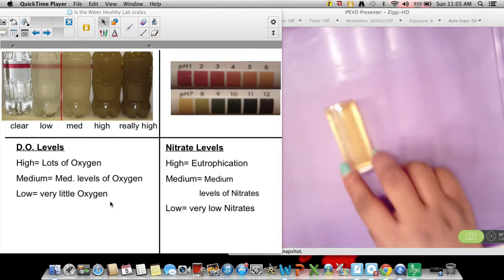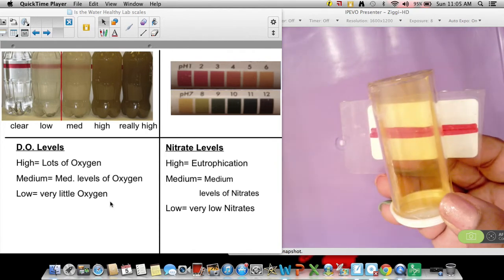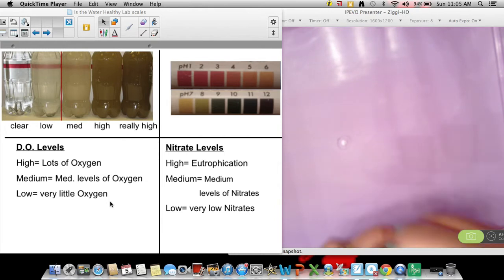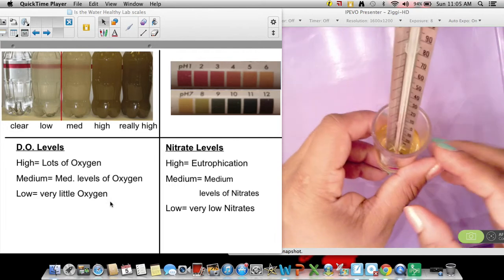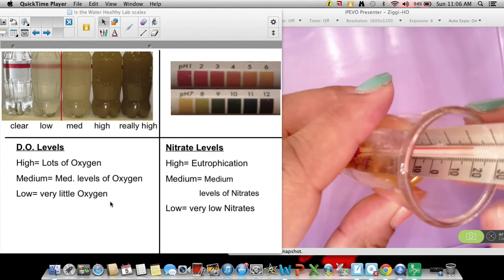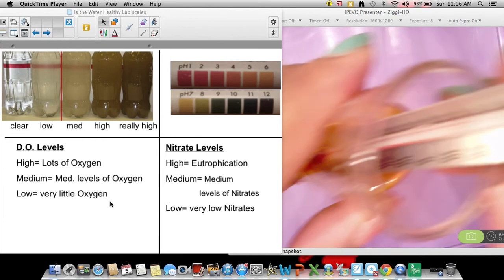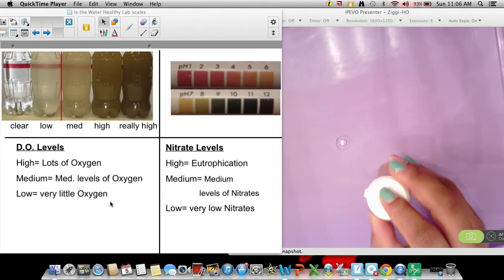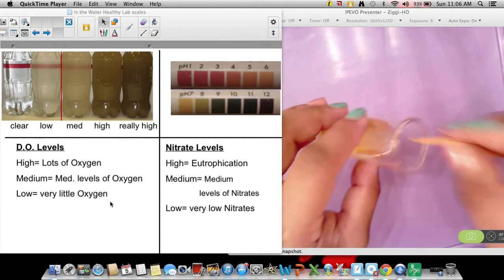So this is our container 1. Step 1 of the procedures, checking for turbidity. I'm now going to check the temperature. Temperature records at about 22 degrees Celsius. And our pH.